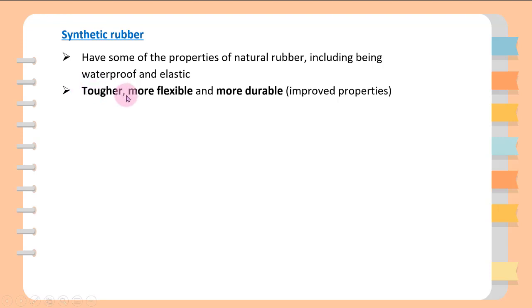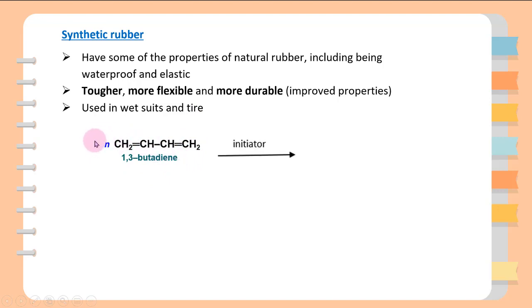Okay, it will be tougher, more flexible, and more durable. And it's normally used in wetsuits and tires. So this is the structure of your synthetic rubber. We have 1,3-butadiene. So to make an equation, put n in front of this monomer under the presence of an initiator, or you can just label it as peroxide.